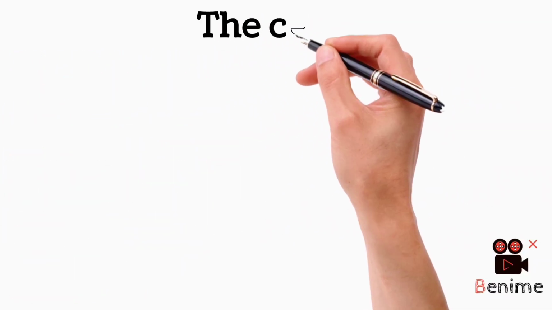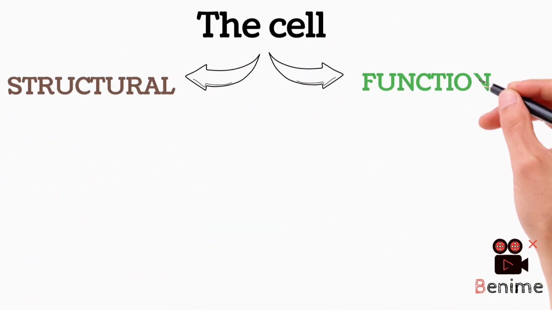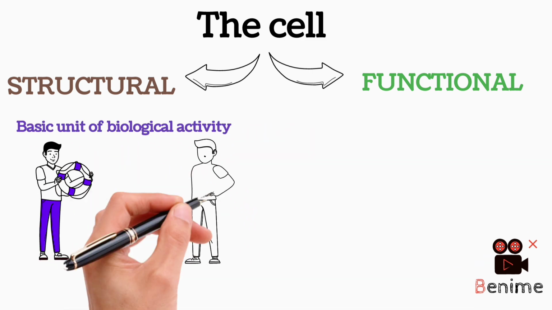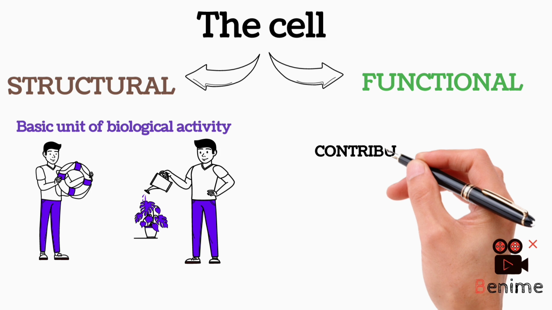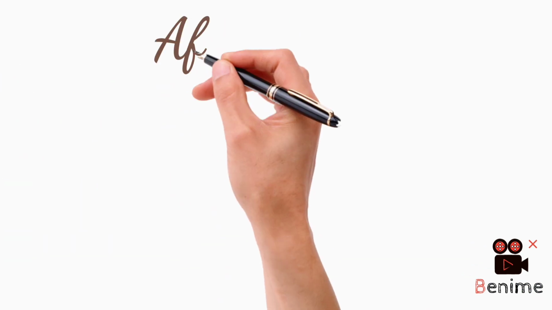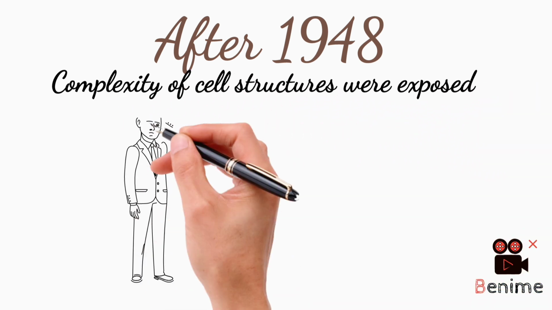The cell. The cell is the structural and functional unit of life. It may also be regarded as the basic unit of biological activity. The concept of the cell originated from the contributions of Schleiden and Schwann, 1838. However, it was only after 1940 that the complexities of cell structure were exposed.